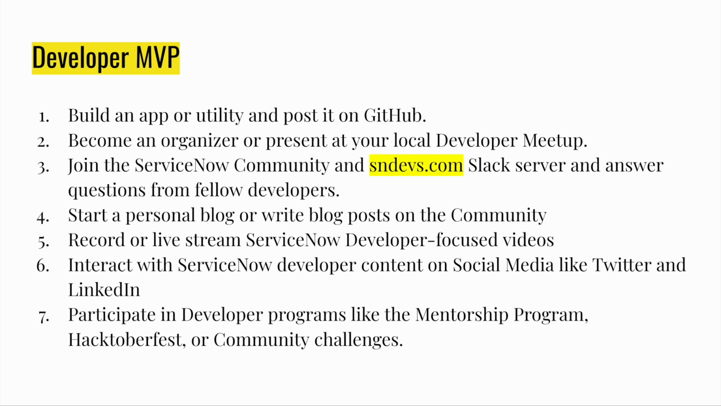The fourth point is to start a personal blog or write blog posts on the community. That is the same for the community MVP as well as the developer MVP. If you have a blogger website on Google, or a dedicated website of your own, you can use that. If you don't have that, you can make use of the community portal. You can write blogs or articles there on different topics. That is also helpful.